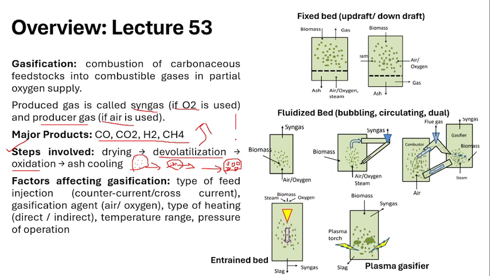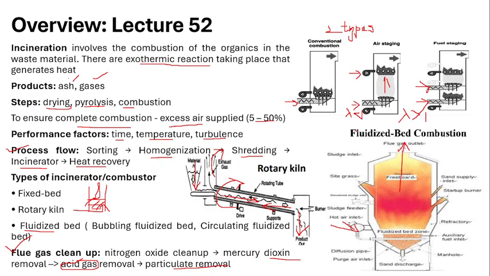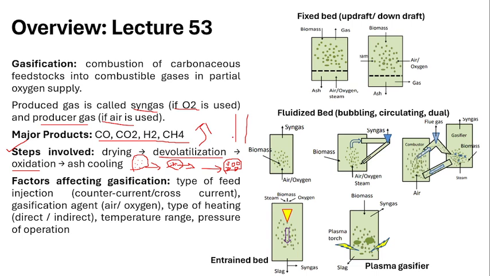And this is also a self-sustained process. In incineration, we provide a lot of air for burning. But in the gasification process, the biomass is packed tightly in the reactor, and once you are supplying the air and the heating is done from the top, the initial layer itself will act as a heating source for the next layer's burning. So this is a self-sustainable process.